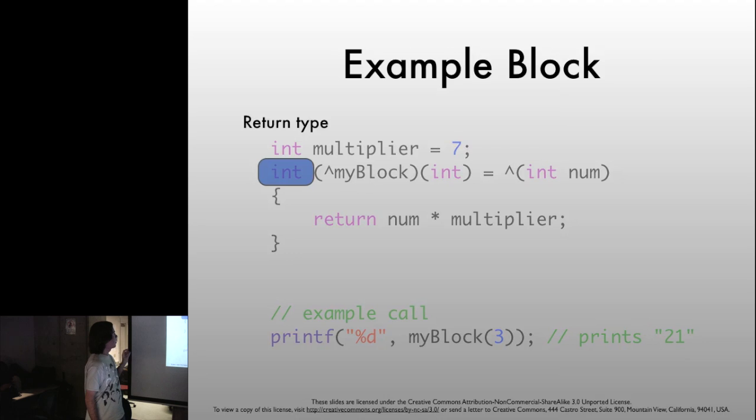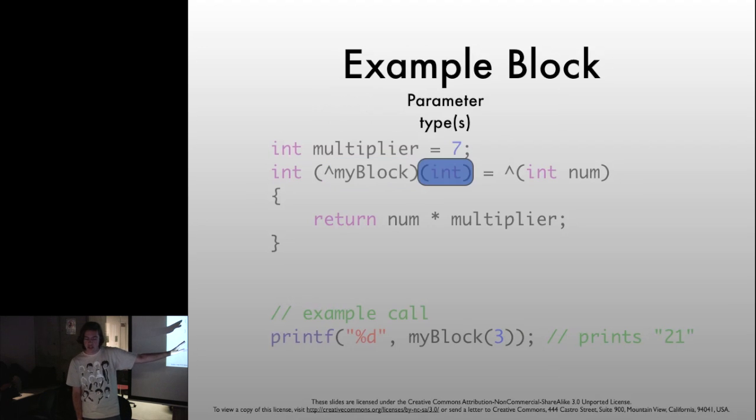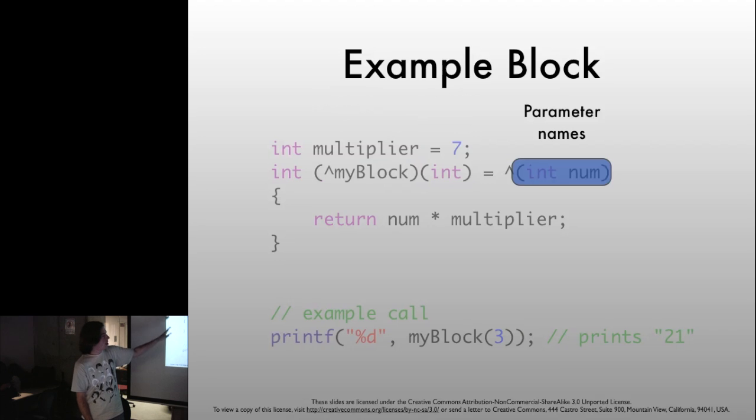Okay, so I have little bits for all the pieces. Just as a review then, start with the return type. Then a caret in parentheses followed by the name of the variable for the block. Then a parenthesized list of types. Then the actual literal block definition.